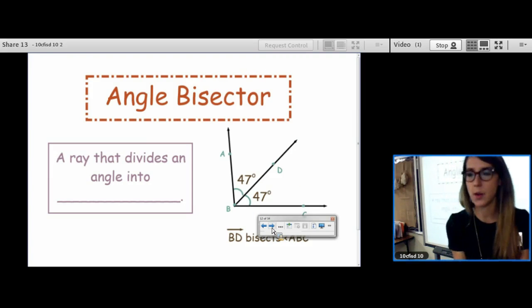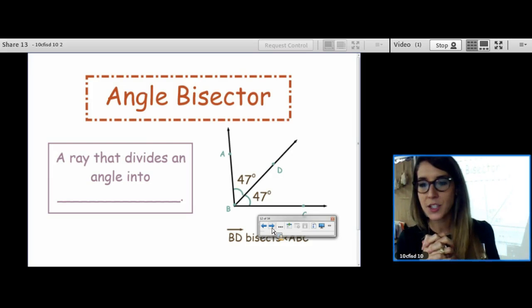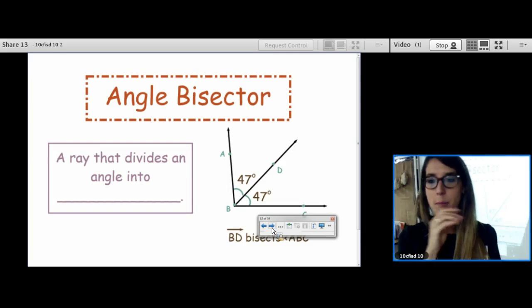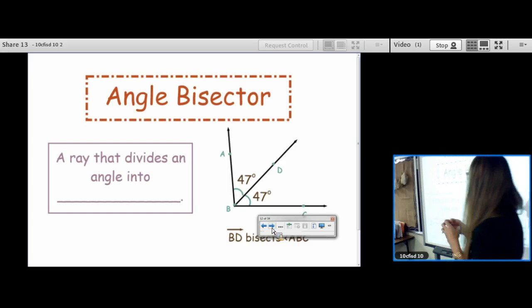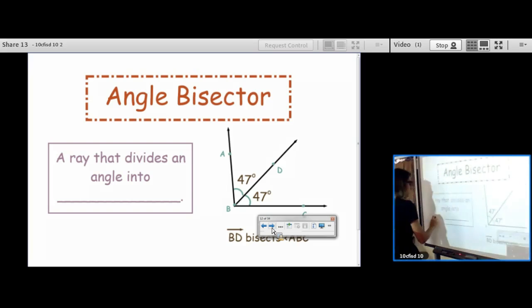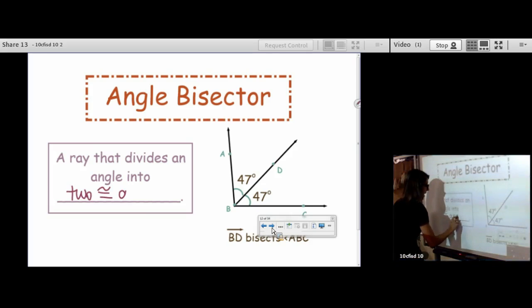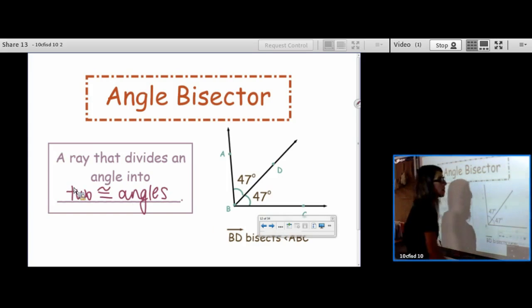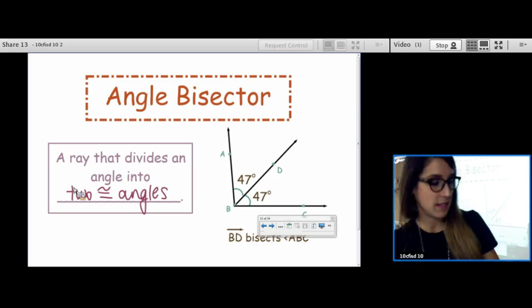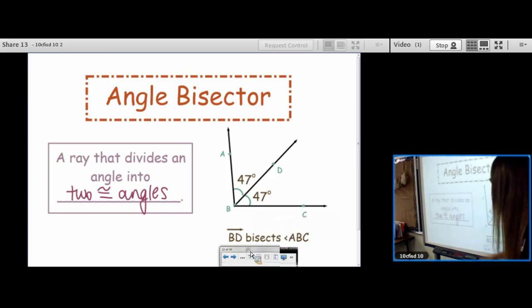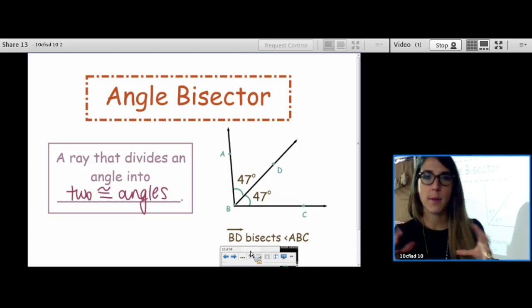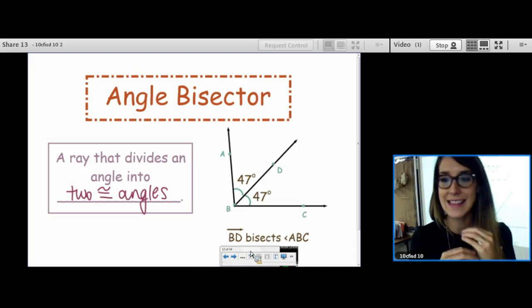Angle bisector is our other word of the day. An angle bisector is a ray. It's not a point. It's not a line. It's not a segment. An angle bisector is a ray that divides an angle into two congruent angles. Now, this is not a postulate. This is not a theorem. This is actually just a definition. So this is already on your vocab sheet. You don't need to be worried about writing this down. But remember, I want to compare and liken this to midpoint. So we're going to do that on the next slide.